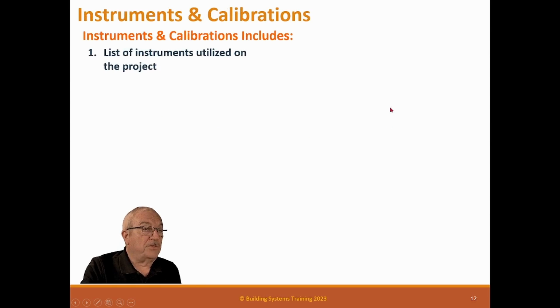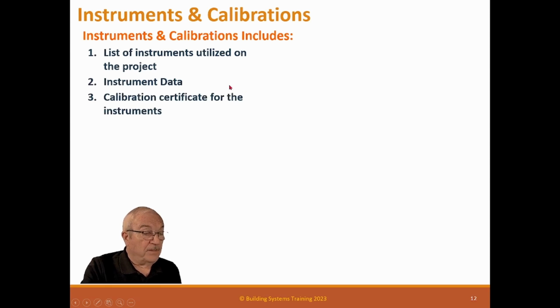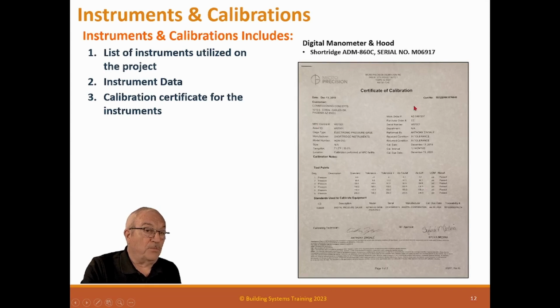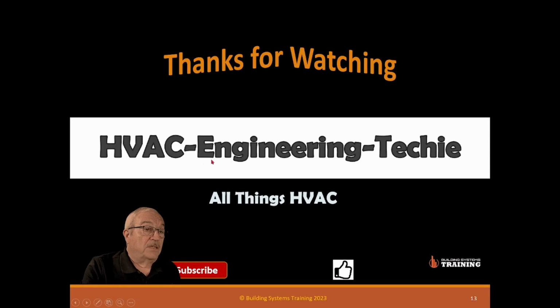Instrument calibration, a list of instruments utilized on the project, instrument data, which includes the model number of the instrument and what its accuracies are, calibration certificate for the instrument, so you'll have a recent in-date calibration for that instrument, and basically what instrument it was, and this is its calibration sheet. And you need to always include that because it's very important that you're using calibrated instruments when you do a project. So that's the report.